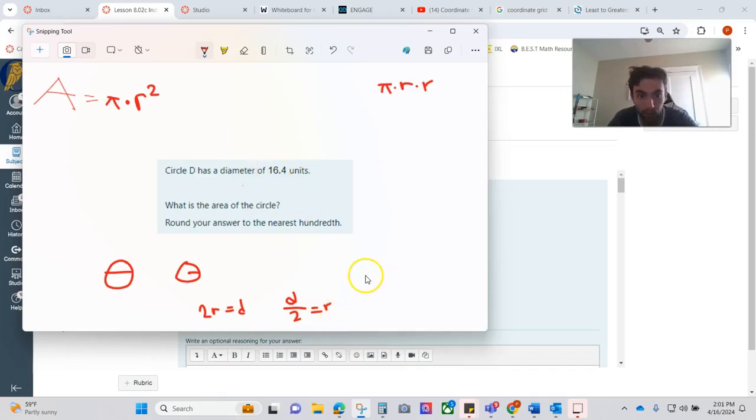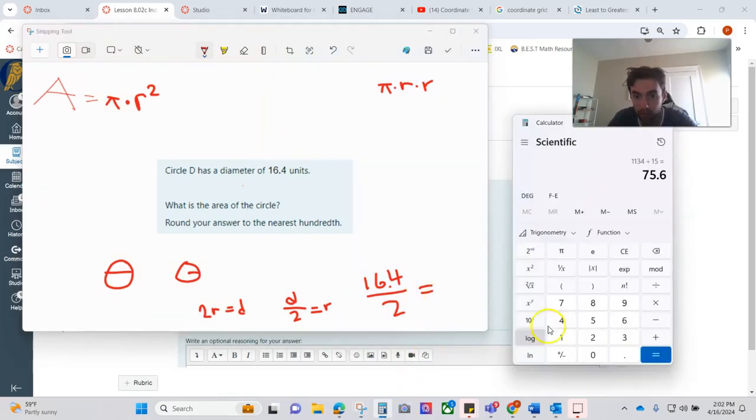So if my diameter is 16.4, I can cut my diameter in half to give me my radius. What is 16.4 divided by 2? 8.2. That is my radius. So now I plug it into my formula.